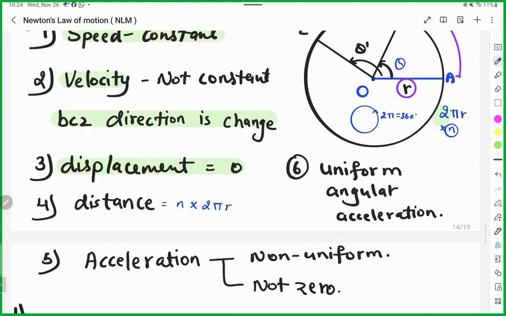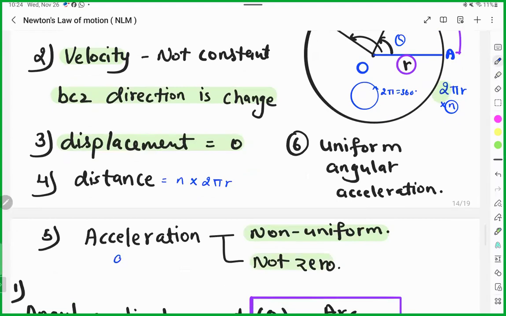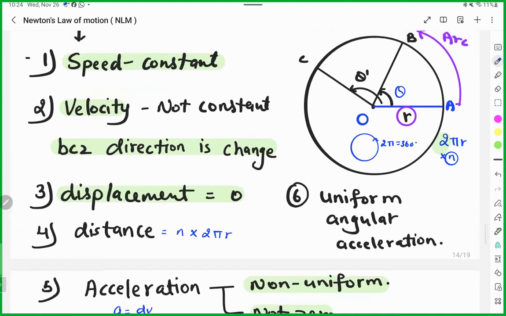Okay. Next, acceleration will not be uniform. Why? Direction is changing. Acceleration is also a vector quantity and direction is changing. Correct? And it will not be zero because velocity is changing. You know, acceleration is equal to dv by dt. If velocity is changing, then acceleration value will be there. It is not zero. It is not uniform. But you will have uniform angular acceleration, and I'll talk about this later.